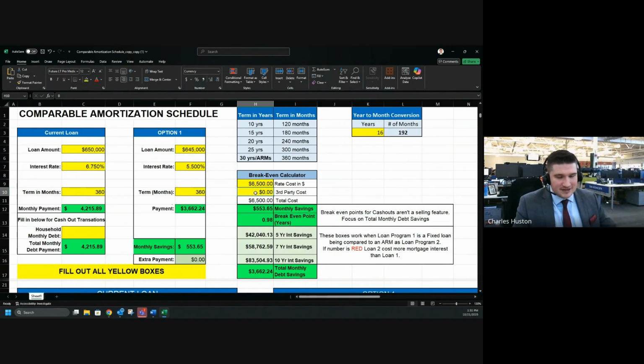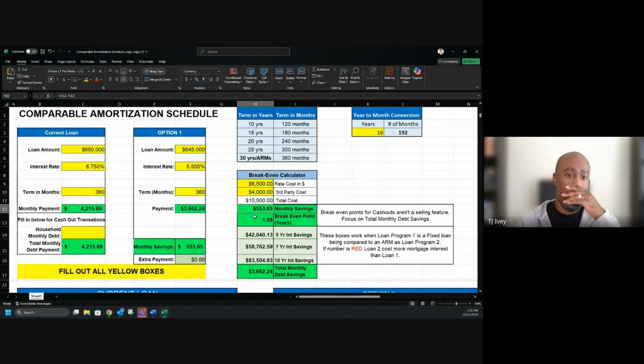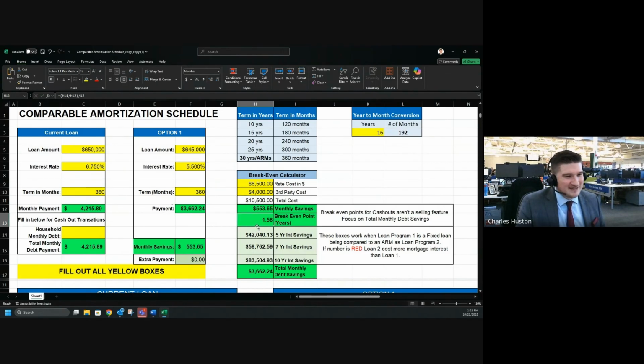So I take the fees, let's say I'm charging a point in my origination, we got a par rate, and then I got $4,000 in escrow. I have $10,500 total cost. I'm saving $500 a month. I said almost 158 bips. I got a year and a half break even.